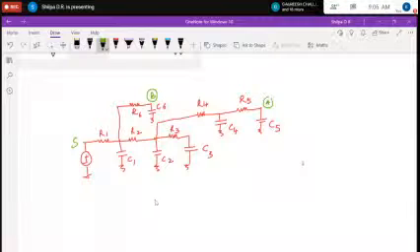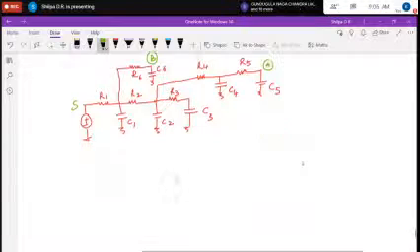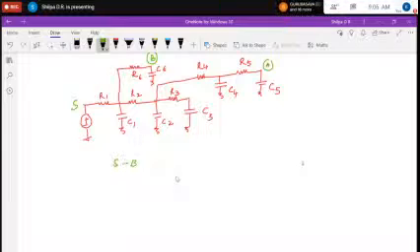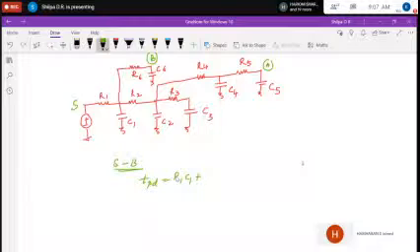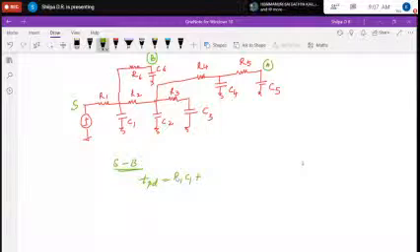So what are you going to tell me now? Source to B or A? Ma'am, I'll tell you both. B is... okay. So first we got R1C1, source to B. TPD is going to be R1 C1, and then R1 into C2 plus C3, and then R1 plus R6 into C6.